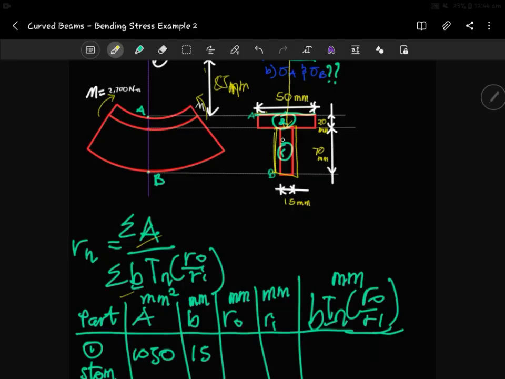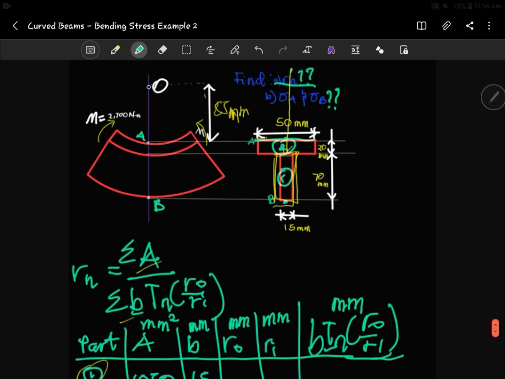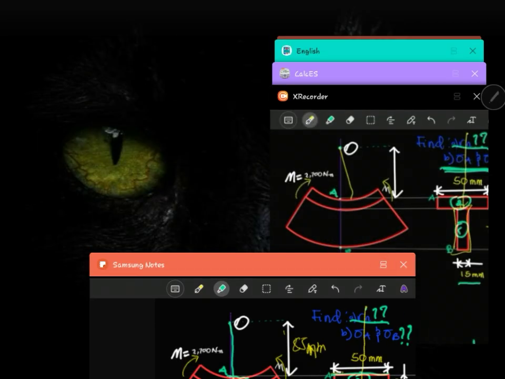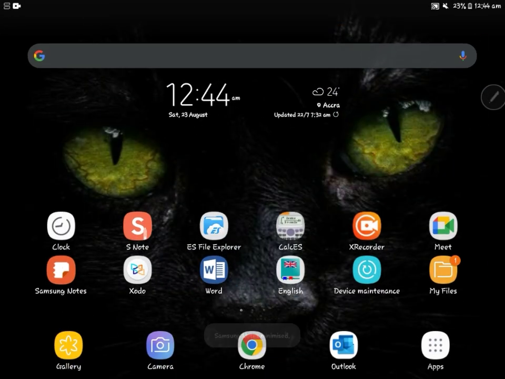Since our focus is on the stem here, which is the one we're talking about, if we're trying to find the Ro, the outermost fiber will be this side. So that'll be moving from the center of curvature throughout to this very end. To get that is this 85, plus the 20 here, plus the 70. So let's see what we get for that.